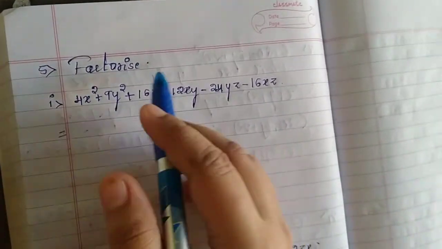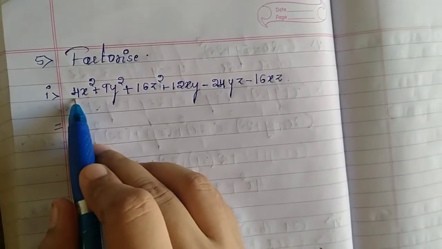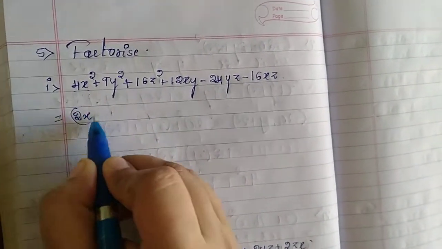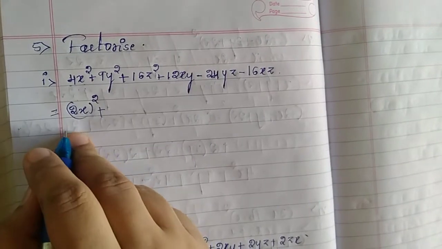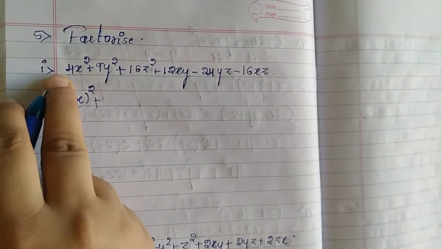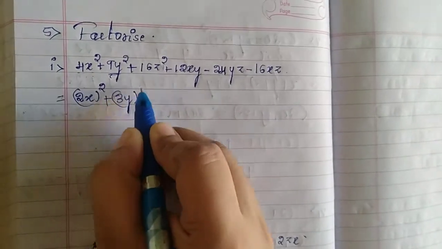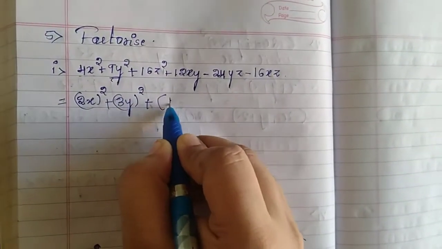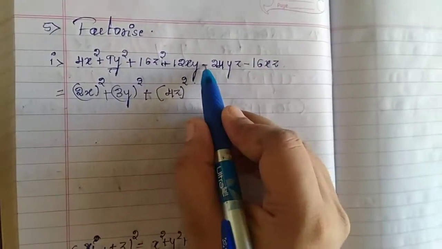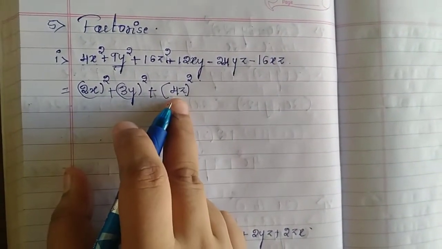Just before judging this, let me tell you 4x square can be written as 2x the whole square, because when you split this bracket again you get 4x square only. Here also the same thing: 3y the whole square plus 4z the whole square. Now you can see in the middle a minus sign is there, so we have to leave the sign and arrange the sign convention afterwards.